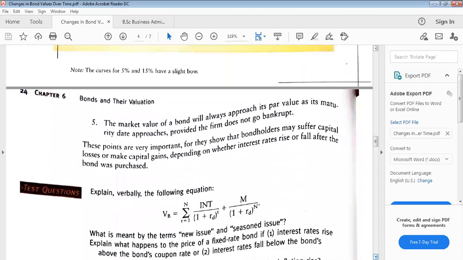The market value of the bond will always approach its par value as its maturity date approaches, provided the firm does not go bankrupt. So these points are very important, for they show that bondholders may suffer capital losses or make capital gains depending on whether interest rates rise or fall after the bond was purchased.